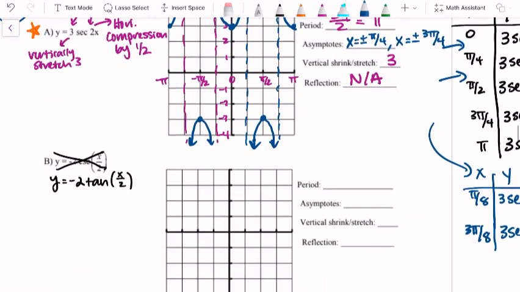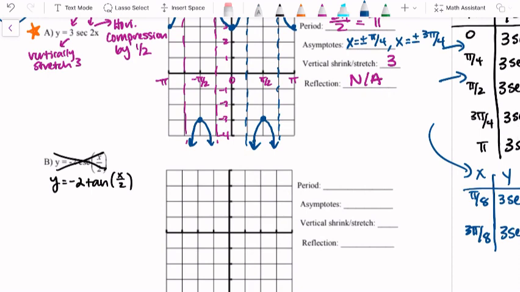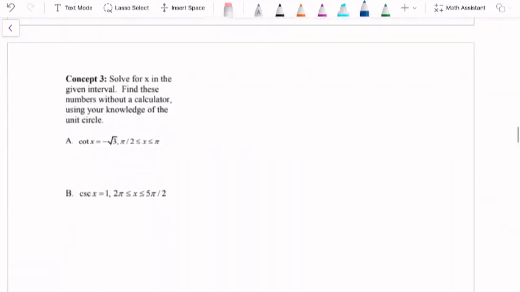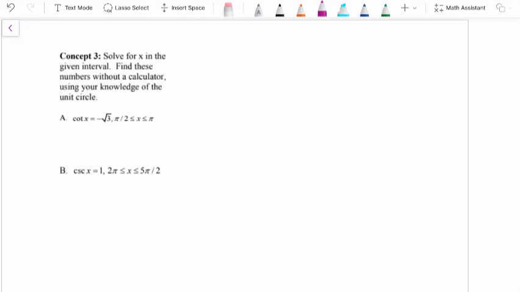Okay, we're going to skip over B for right now. We will do B in class later, but there's one last thing that I want to talk about. Next up, we're going to look at concept 3. We've already talked a little bit about this concept before, but we're going to start bringing it back. We're going to solve for x in the given interval, and we're going to find these numbers without a calculator using our knowledge of the unit circle.